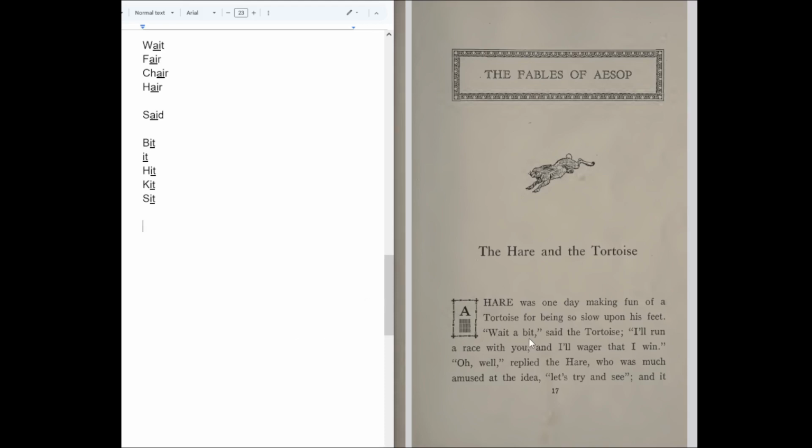Wait a bit, said the tortoise. The, we did in the previous video, I believe. Yeah, we did up here in the hare in the title. And tortoise is, of course, a memorization word we've already done. I'll run a race with you, and I'll wager that I win.